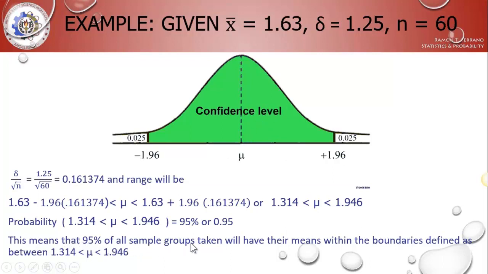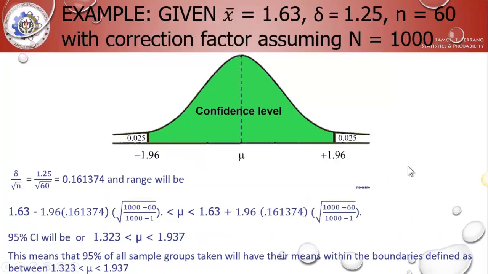This means that 95% of all sample groups taken will have their means within the boundaries defined as between the range of 1.314 to 1.946. What does that mean? If you sampled 100 groups or samples, you will notice that 95 times their averages will fall within this range from 1.314 to 1.946. That is why you have a 95% chance that their averages will fall within that limit.